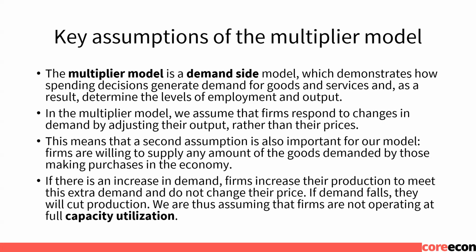Well, this is obviously a demand side model, and it demonstrates how spending decisions generate demand for goods and services, and as a result, determine the levels of employment and output. So we call this a demand side model, as in the employment and output, unlike the previous examples we had at the wage setting and price setting model, employment and output in this case are determined by the demand side factors. And in the multiplier model, we assume that firms respond to changes in demand by adjusting their outputs rather than their prices. This is going to become a very crucial assumption for this model to work.